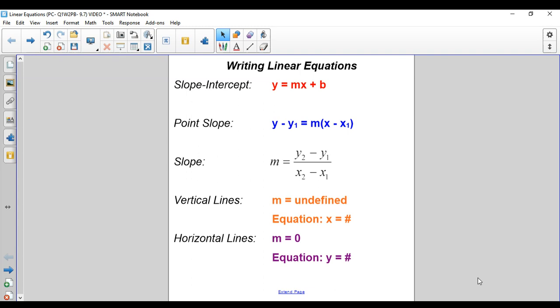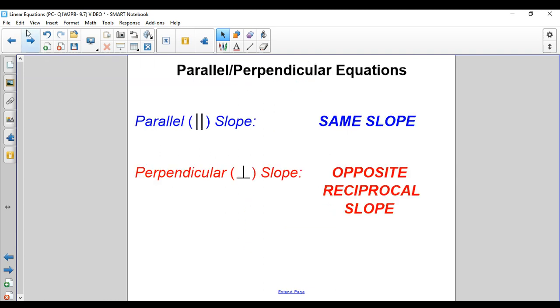Vertical lines and horizontal lines, we have to remember from the graphs that a vertical line has an undefined slope. An equation for that is just x equals some number. Horizontal line, your slope is 0. Your equation is y equals some number. A little bit more to recall.